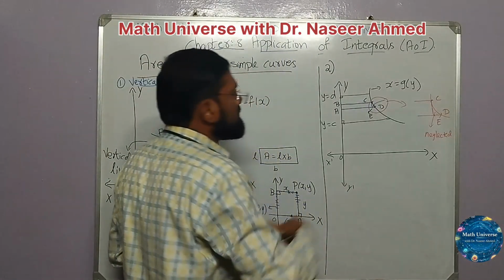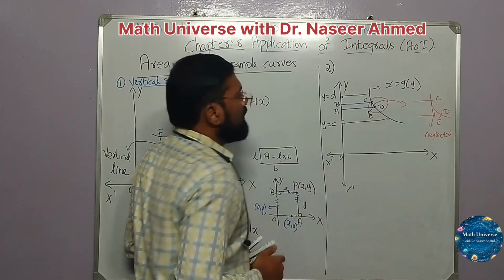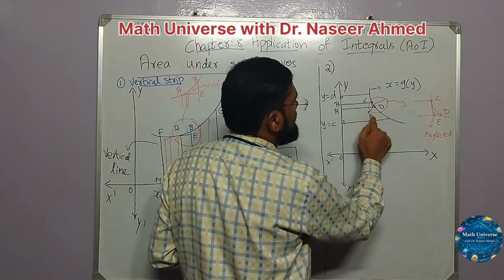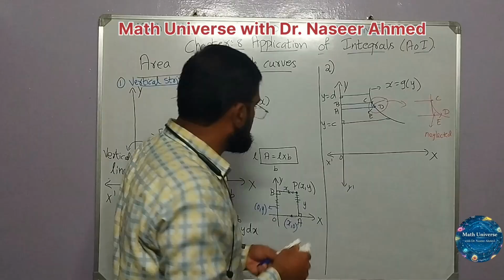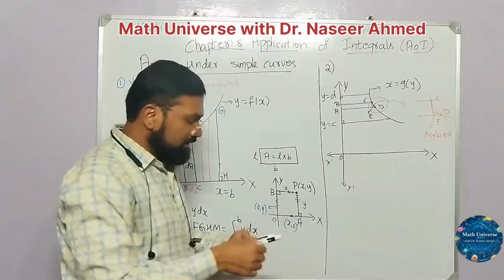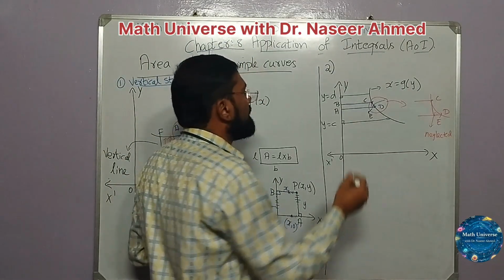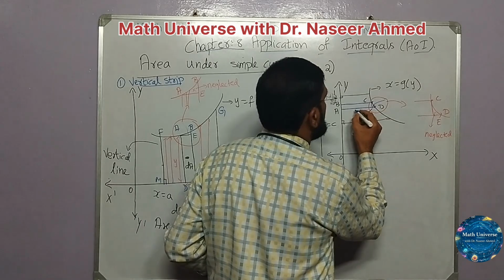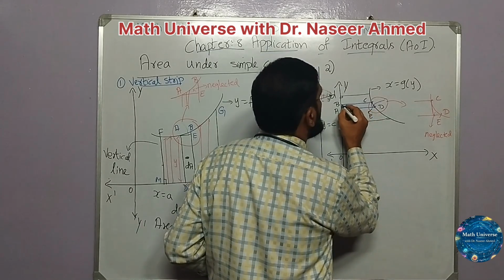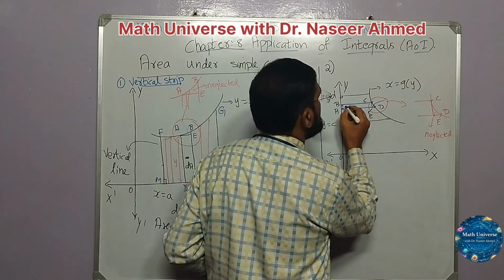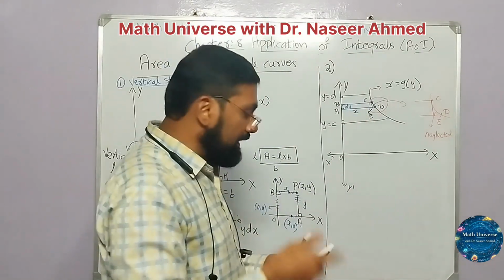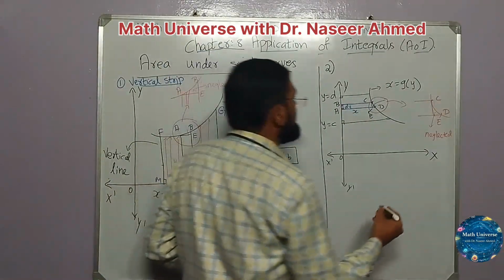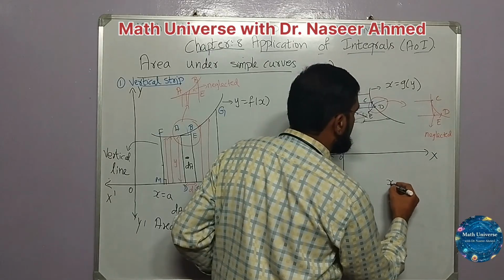Now this is the rectangle. Which one? A, C. I mean to say A, B, C, E. So again for this rectangle, length into breadth. Here my breadth is x and the height which is present here is dy. So again the area of a rectangle is length into breadth.